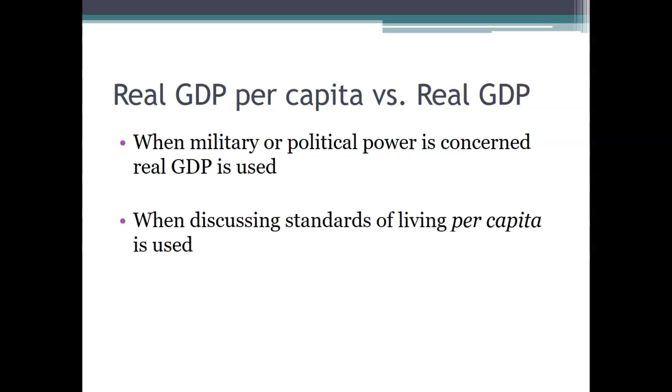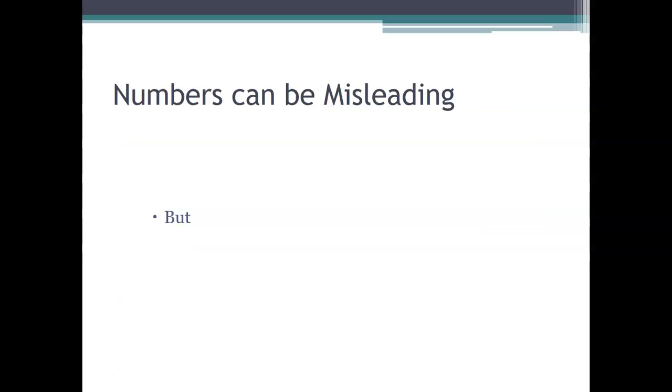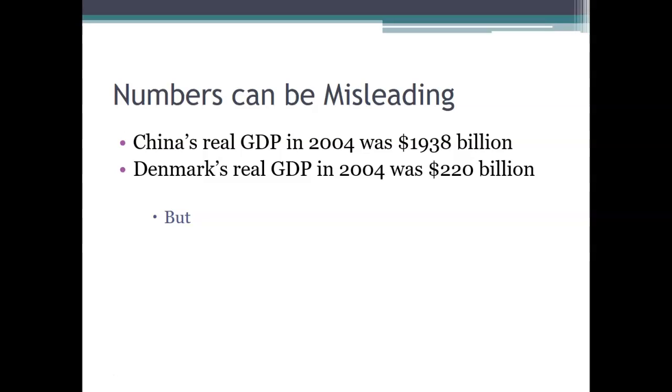Well, according to most, when you look at things like real GDP or overall just GDP, you're looking at how good an economy is doing from a military or political concern, how much is being produced. If you're looking more for standard of living, you're going to look more at the per capita. For our class, we'll just use whichever one is being referenced, which is typically going to be the GDP or the real GDP. But again, numbers can be misleading.